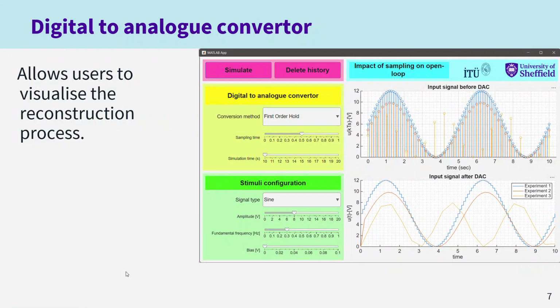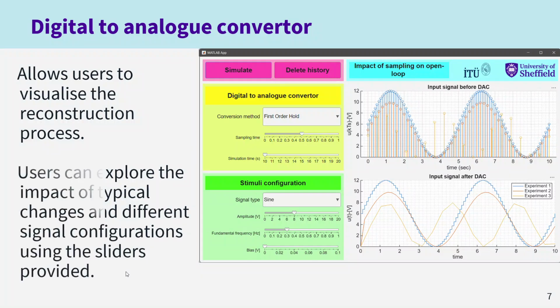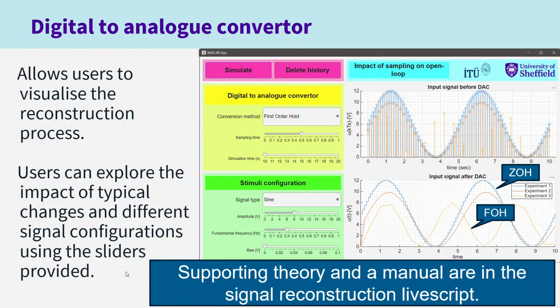The second file is digital to analog converter, and you'll see it looks fairly similar except we're going in the opposite direction. So as before, you can change all the sliders and you can see the results. And you notice on this one I've shown how we've changed the conversion method from a 0-order hold to a 1st-order hold, and you can see clear differences in the signals.